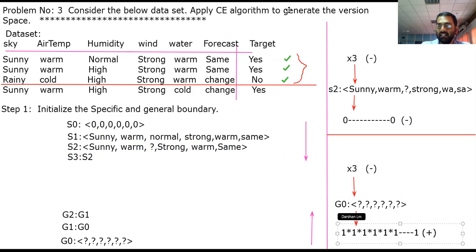But don't you think it is inconsistent? Because incoming is negative but G naught is saying positive, so minus and plus, which are not the same, therefore it is not good. We need to do some operation. That operation is what? Negation operation with the general boundary. I explained to you many times how to apply negation. So let us apply negation to each and every attribute value. Before that I will clear all these things.